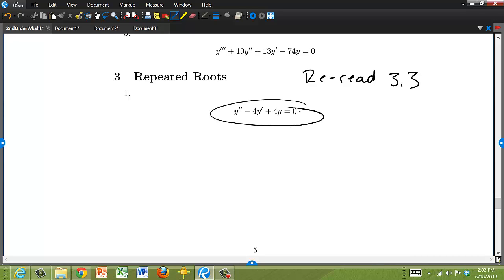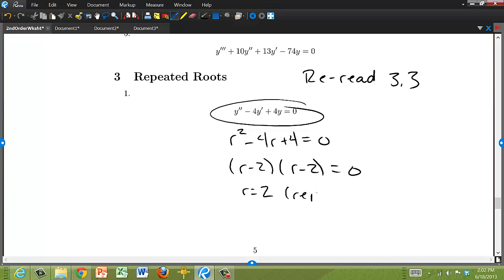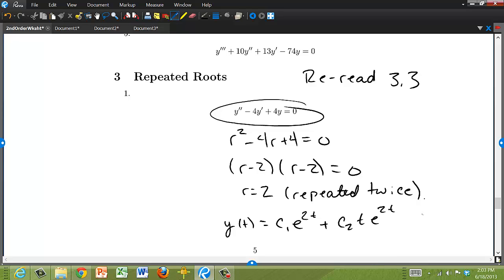So if I take a look at this first ODE, its characteristic equation will be r squared minus 4r plus 4 equals 0. We can factor that as (r minus 2) times (r minus 2). And we see that we have a root at r equals 2, and it's repeated twice. And so our solution will be y of t equals, well, we'll get the first normal solution, c1 e to the 2t. And now our second solution with a repeated root will be c2 t e to the 2t. And that's it.